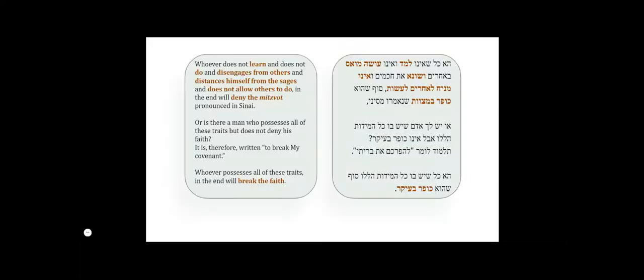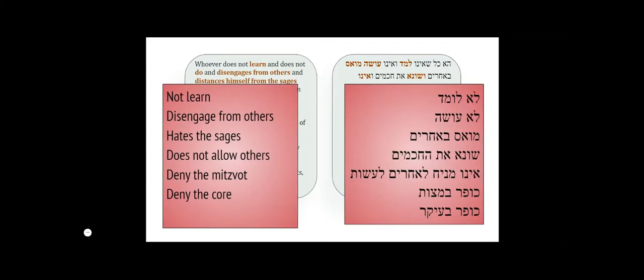So this is the text. This is just the list of the things. If one learns, apparently what the rabbis called mitzvot, referring to rabbinic halacha, then one does not do them, practice rabbinic halacha. It then follows that the person will disengage from the people who do this halacha. This is our verb ma'as.